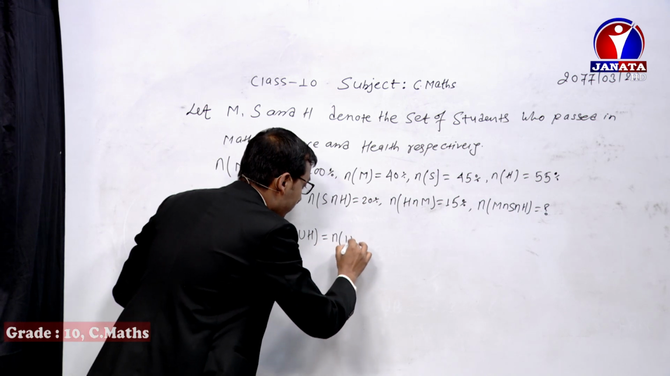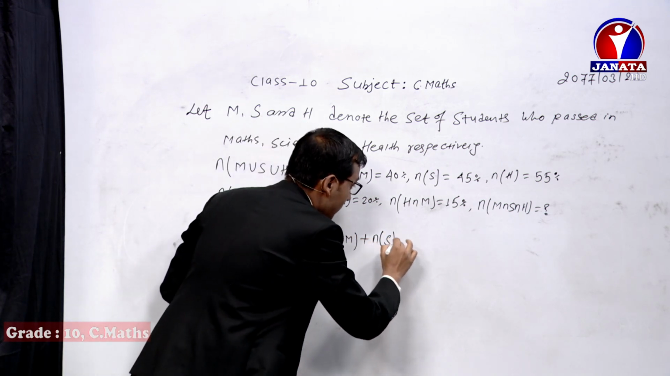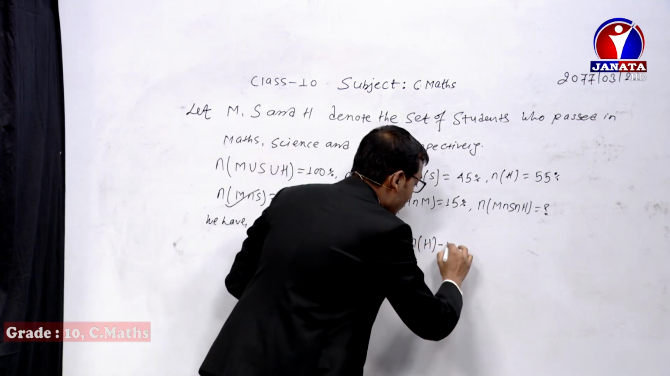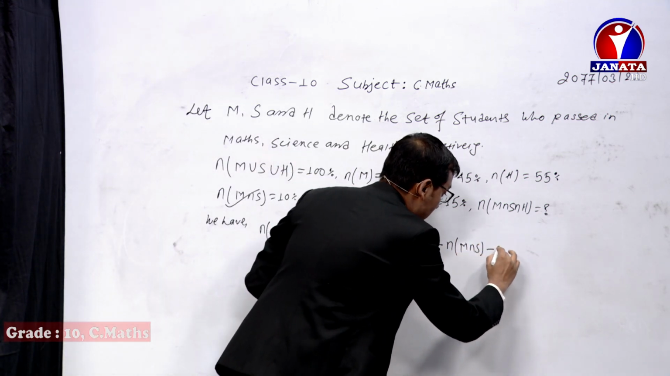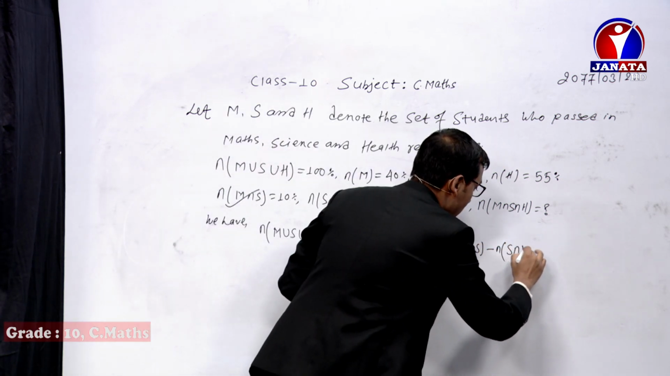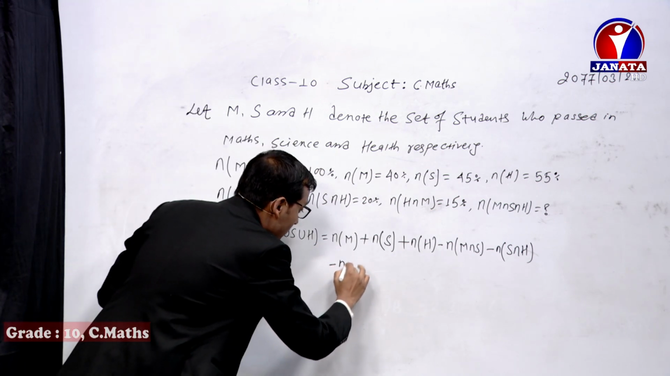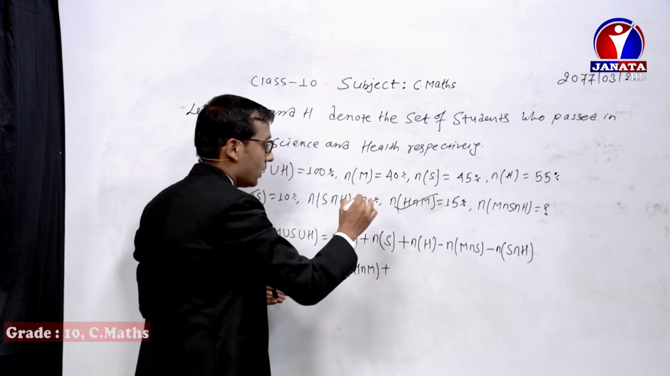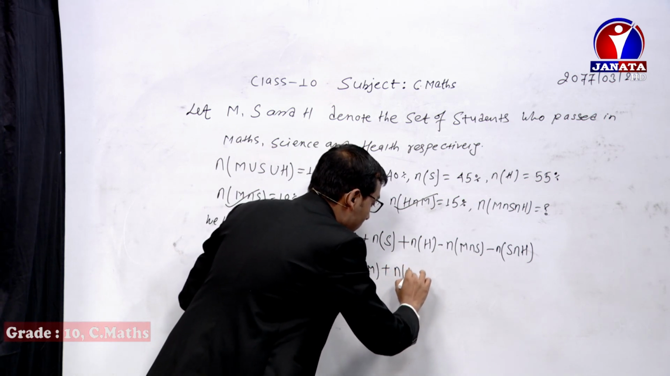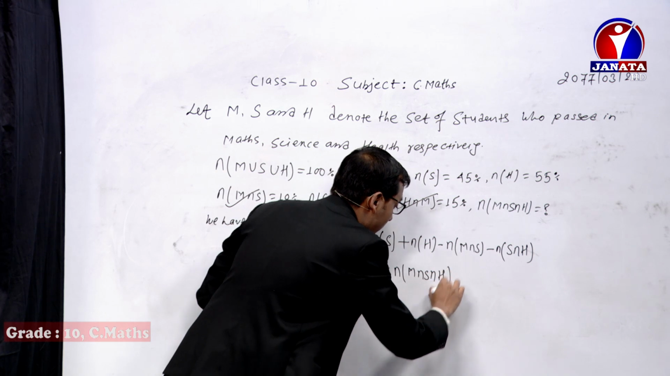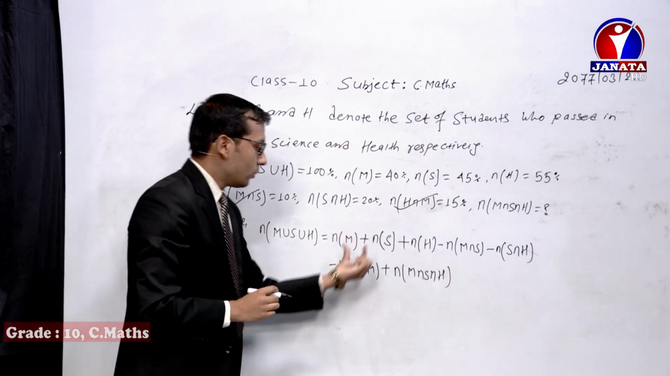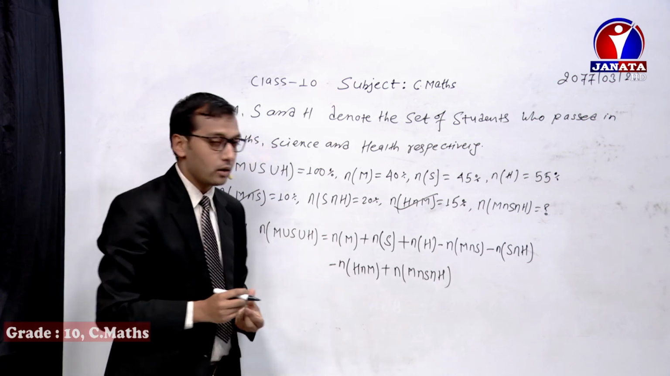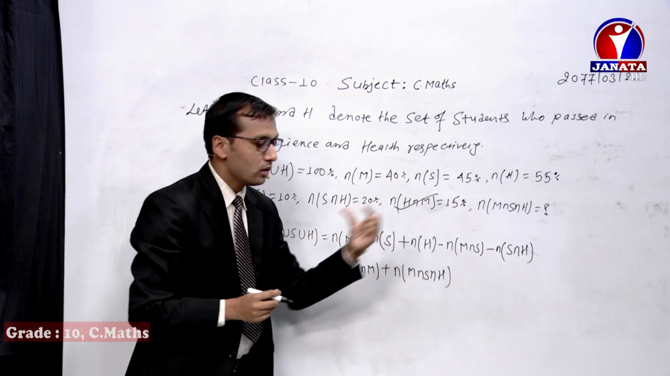So this is N of M plus N of S plus N of H, and then we deduct the intersection of 2 sets: N of M intersection S, minus N of S intersection H, minus N of H intersection M, and then we add the intersection of all 3 subsets, M intersection S intersection H. So this is the formula to find the intersection of all 3 sets, or by using this relation we can find a term which is mentioned in the formula.